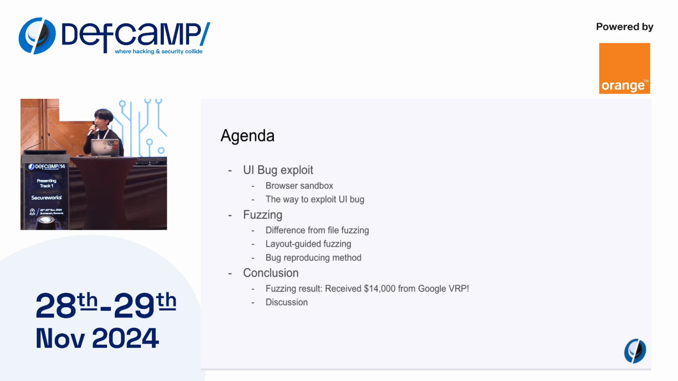So today's agenda is UI bug exploits and fuzzing in the browser. I will show you how these bugs can be exploited and how I made a fuzzer to find them. I also received $40,000 in bug bounties from Google, and I will show you the bugs that I found at the end.